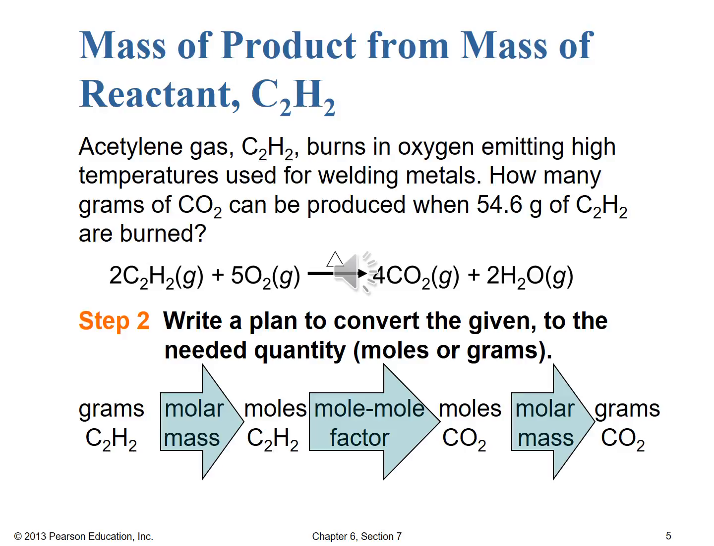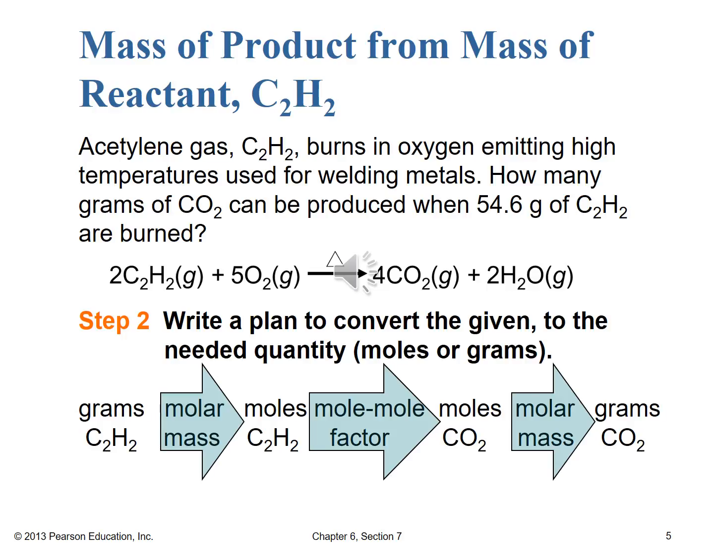Moving on to step 2, we need to write our plan to convert the given to the needed quantity. And here we're starting in grams and ending in grams, but as chemists, we're going to be making use of that mole, the chemist's amount. So we'll take our grams of acetylene to start. We'll use the molar mass of acetylene. It's not given to us here, but we're pretty much experts now at calculating molar masses from formulas.